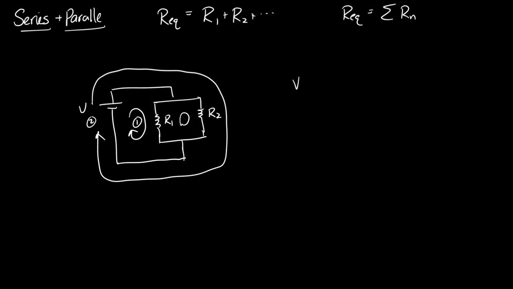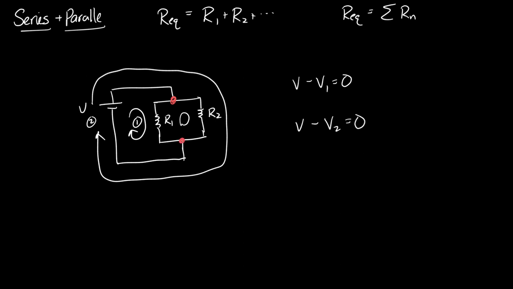I'm going to have V minus V1 equals 0. That's the Kirchhoff's rule through loop 1. You guys see that okay? And then V minus V2 equals 0. That's loop 2, but we have something different this time. We have a junction right here and a junction right here.